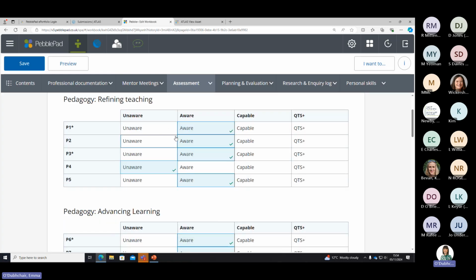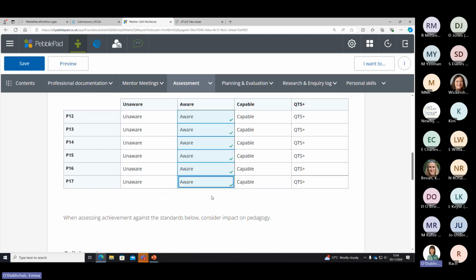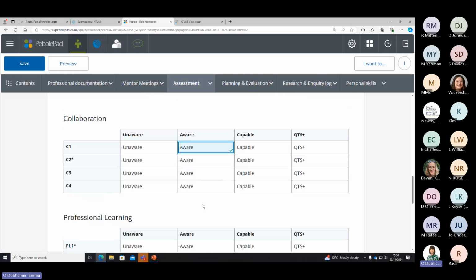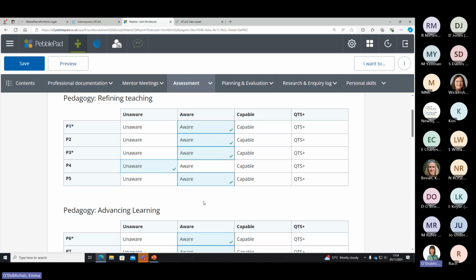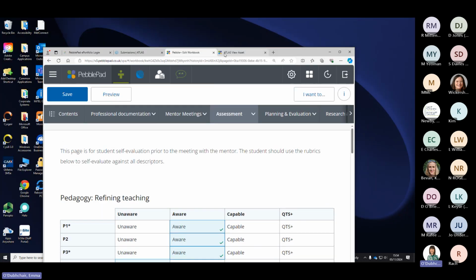And you can see that this student teacher has already started judging themselves as aware, unaware, etc. in all elements of the standards. So you can see they've got the ability to select on the rubric. And once they've saved that, it will be visible from your perspective. So bear with me a second. There we go.